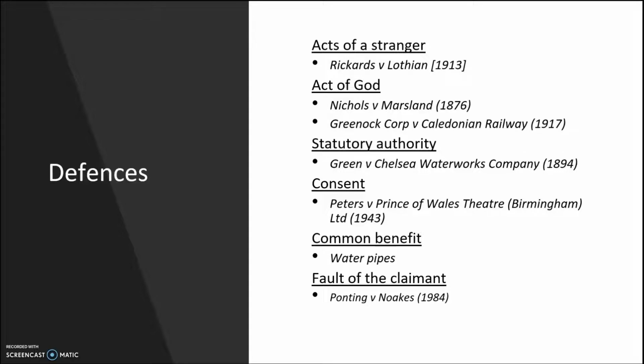Consent, in this case, Peters v Prince of Wales Theatre. Sprinklers caused flooding into the claimant's property. But the court judge held that the claimant consented to the use of the sprinkler system because when they went to rent or lease out the building, the sprinkler system was in there. So essentially, they knew that they were getting it with the sprinklers, so they were therefore held to have consented to it. And also, there was a benefit to both of them there. So in terms of stopping fires and things like that, so they said no.